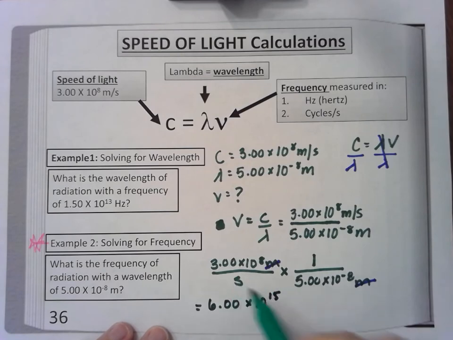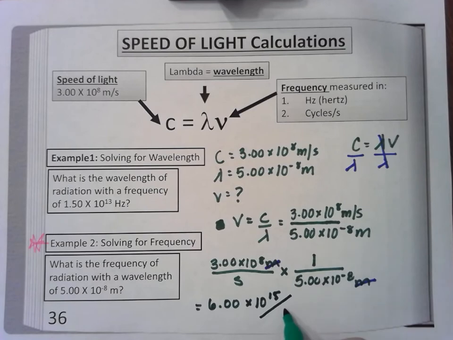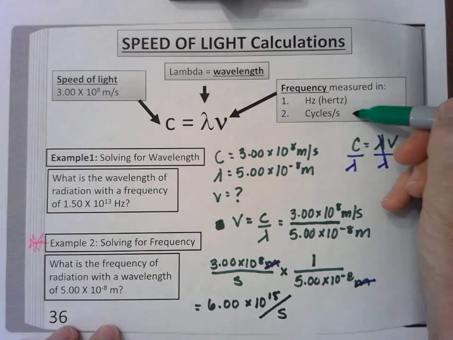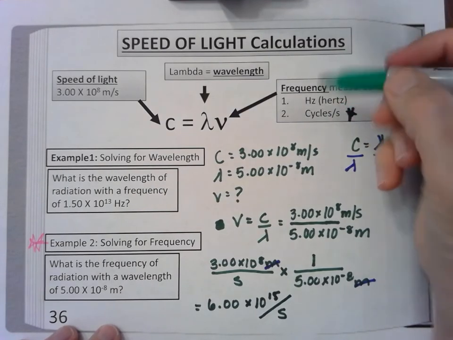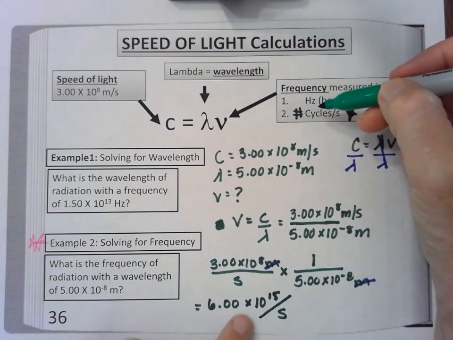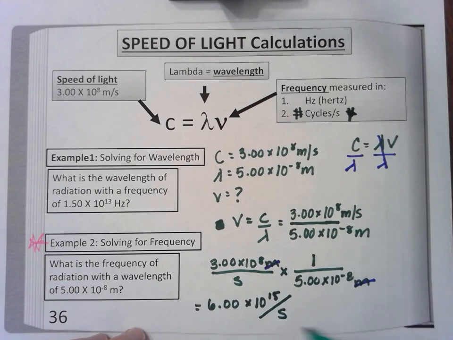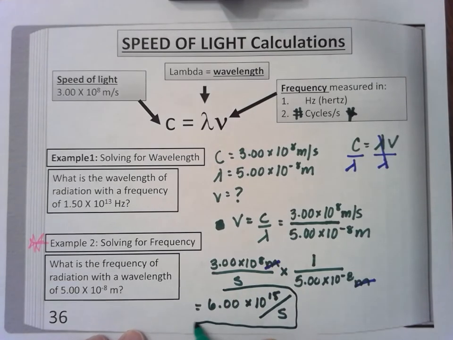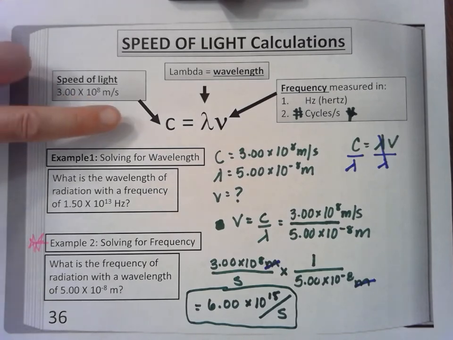This second is on the denominator side, so I'm going to do per second. If we take a look here for frequency, as I said last time, it's the number, so 6.00 times 10 to the 15 per second. So our units came out well, which gives us an indication we did it right. And I just solved for frequency using the speed of light.